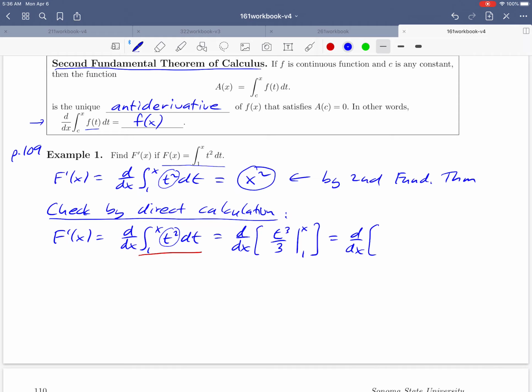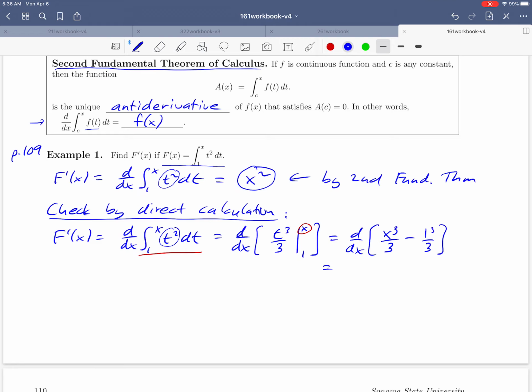Okay, and notice that what's a little unusual is that our upper limit is a variable, x. That's okay, though. We'll treat it the same way we would a number. So substitute in x for our t. We're going to get x cubed over 3. Okay, minus, substitute in our lower limit, that's 1 cubed over 3.